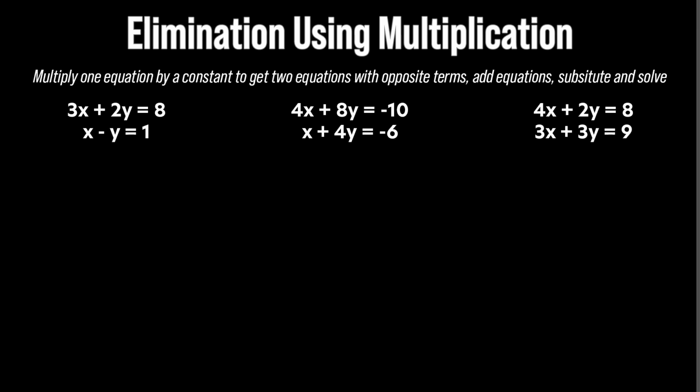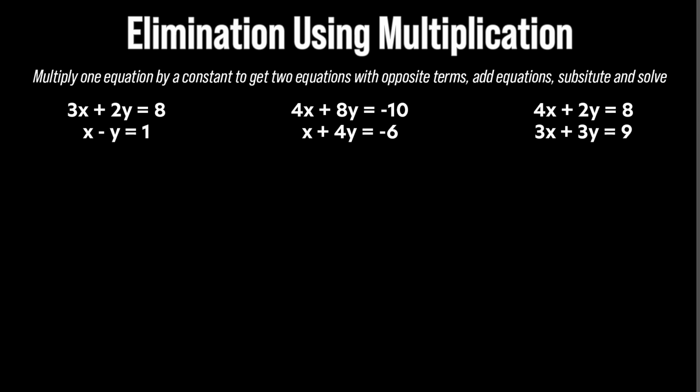Today we're going to learn about elimination using multiplication. Multiply one equation by a constant to get two equations with opposite terms, add the equations, substitute, and solve. So what do you do in elimination if there's no terms that are of a similar value?